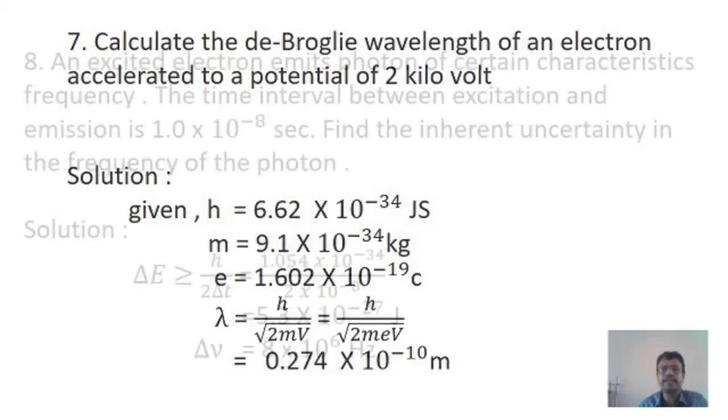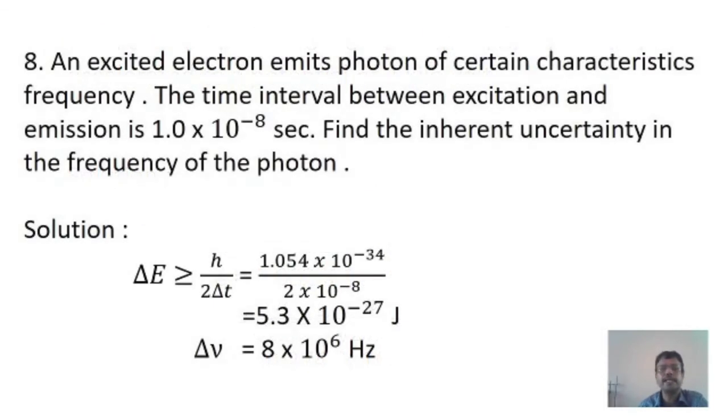Question number 8. An excited electron emits a photon of characteristic frequency. The time interval between excitation and emission is 1 into 10 power minus 8 second. Find the inherent uncertainty in the frequency of radiation.